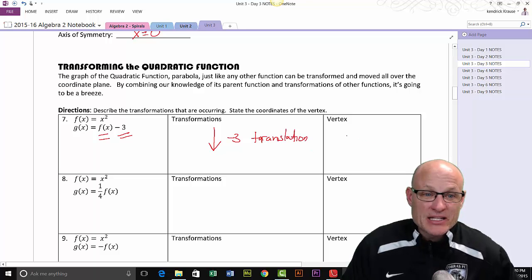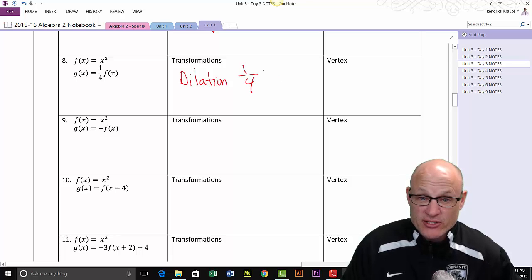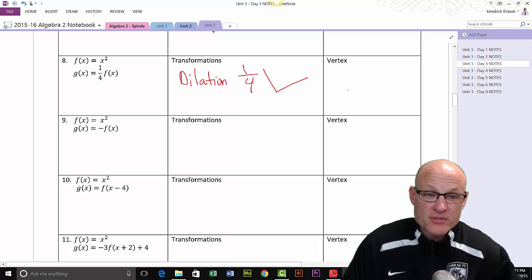This one is a dilation. It is a dilation. Because it has the 1/4 in there, that means it's going to be wider. But it didn't move left and it didn't move right. So the vertex will never change unless we're adding or subtracting something. So in this case, my vertex is still the origin. This one is a reflection.